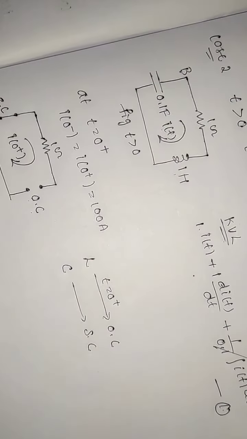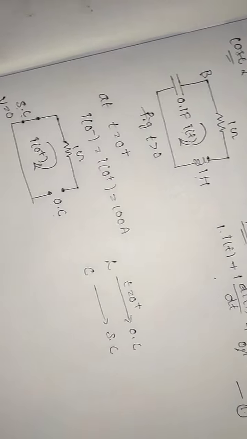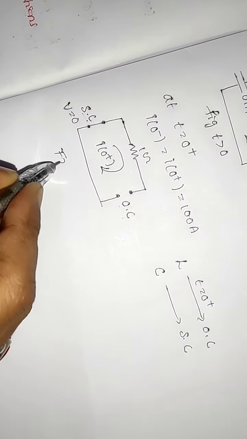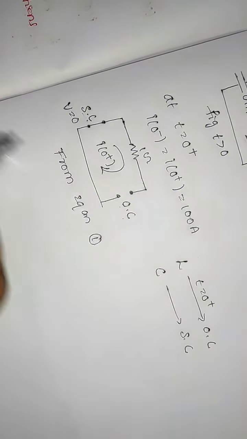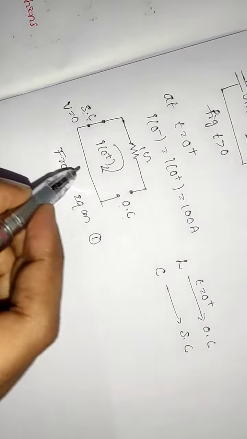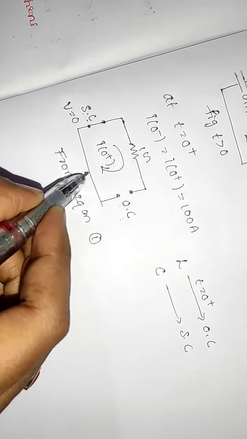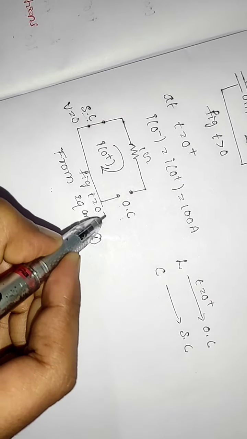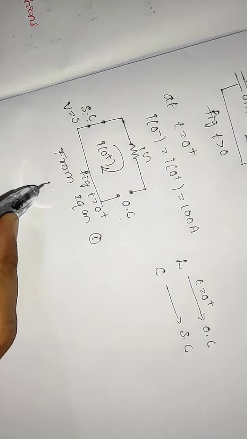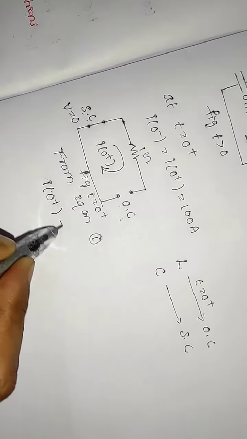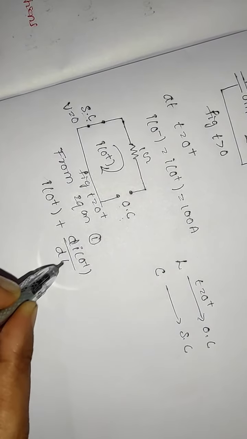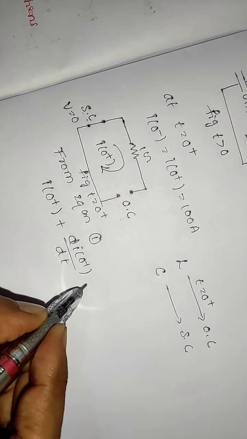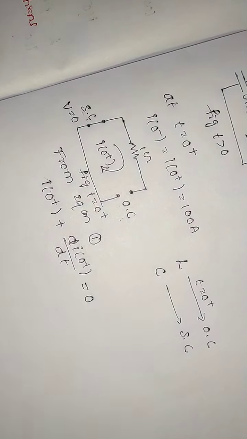Okay, from equation 1, this is the figure for t equals 0 plus, so you can take it as I of 0 plus. So dI of 0 plus divided by dt, the capacitor voltage becomes 0, so finally it equals 0 from equation 1.